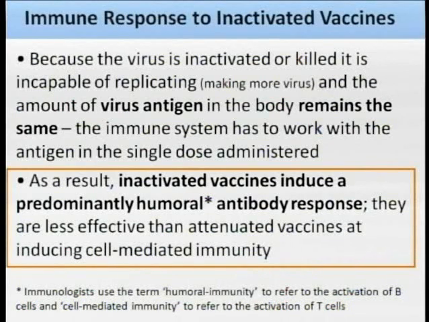So humoral antibody response means that B cells have been activated, but typically these types of vaccines don't call into play T cells to the same extent. We usually see B cell memory, but not T cell memory. That is variable, but this is a typical response.